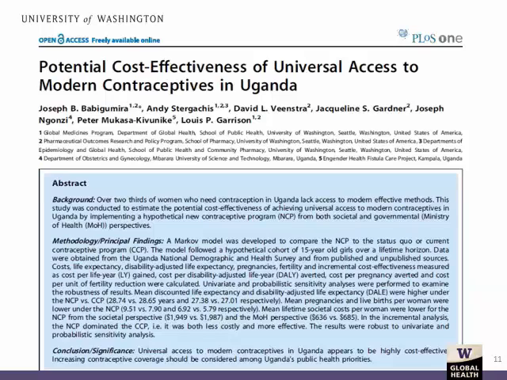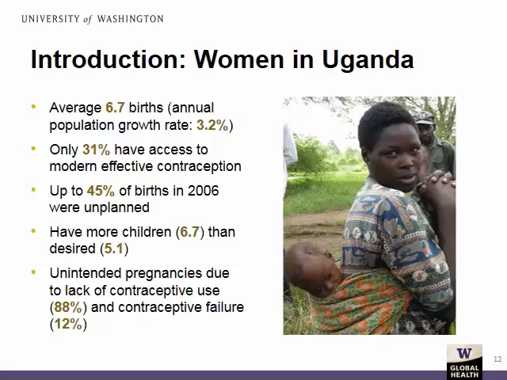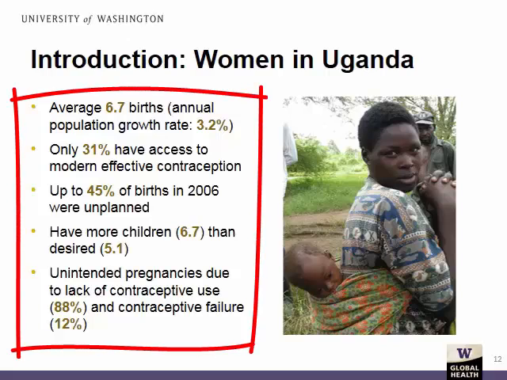The next example is this study published in PLOS ONE, and I was one of a group of authors, and it was the potential cost effectiveness of universal access to modern contraceptives in Uganda. So as a background, Uganda has high fertility and a high population growth rate. So you have a fertility of 6.7 and a growth rate of 3.2%. It's one of the highest in the world, actually, and only 31% of women had access to modern contraceptives at the time, and a lot of births were unplanned.